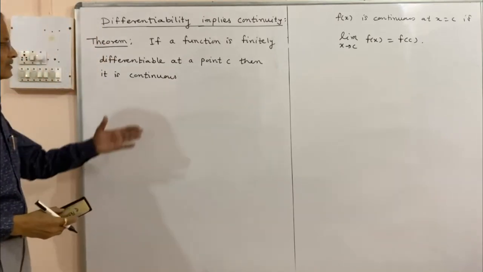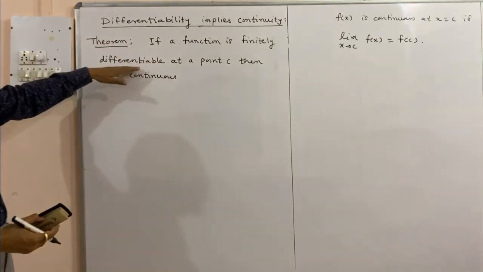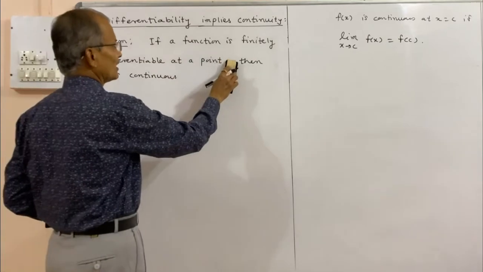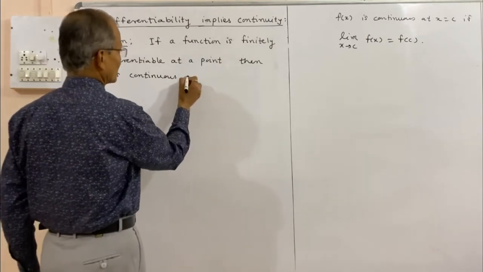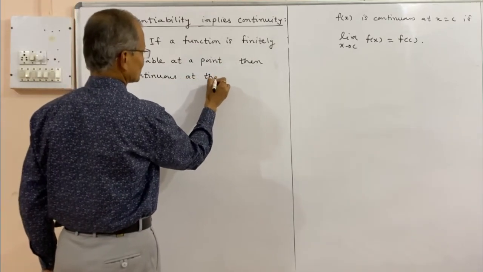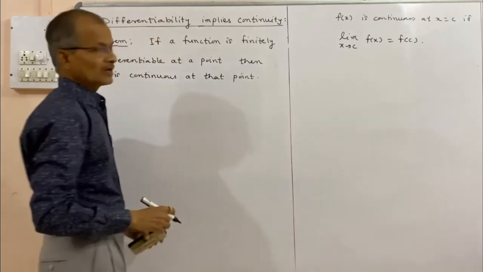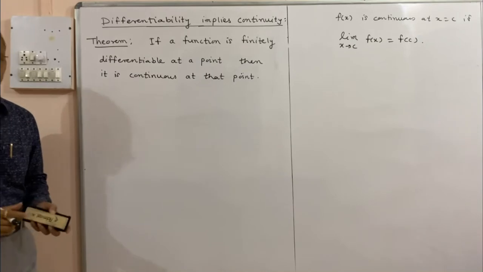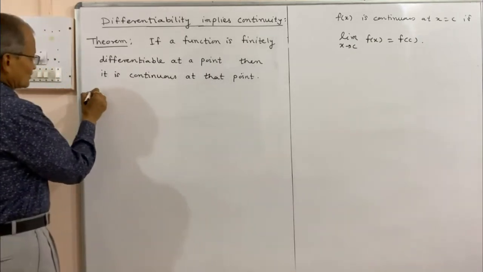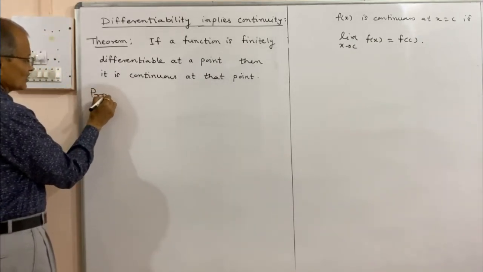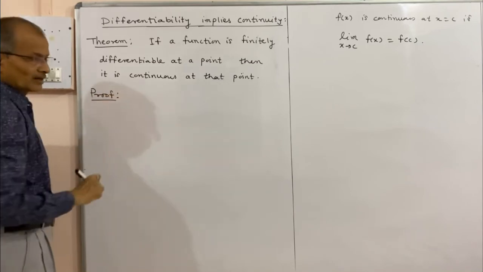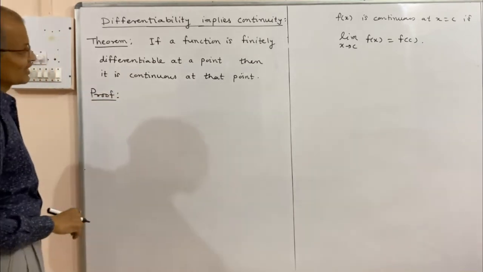Or I may simply say, if a function is finitely differentiable at a point, then it is continuous at that point. Or that means a differentiable function is continuous. So you have studied this result also in 12th standard, but we will consider it again.